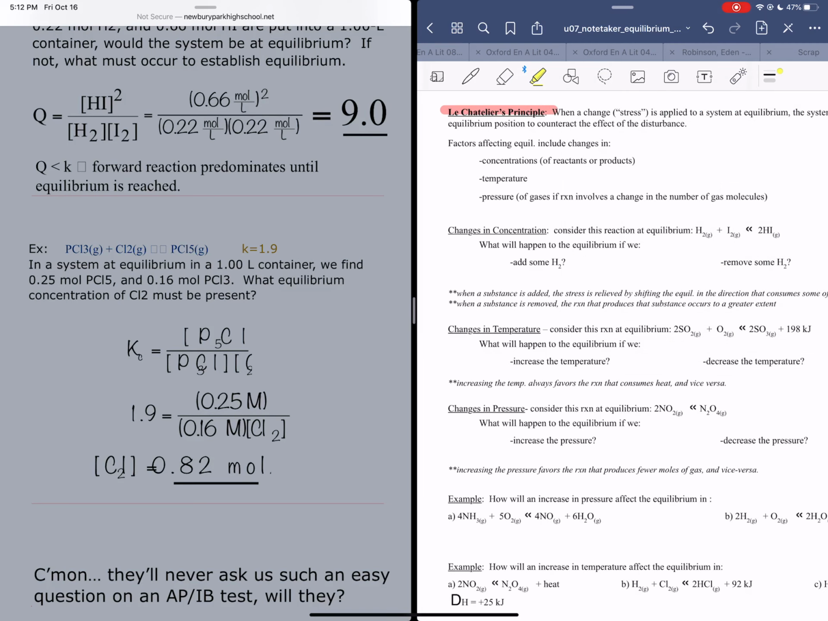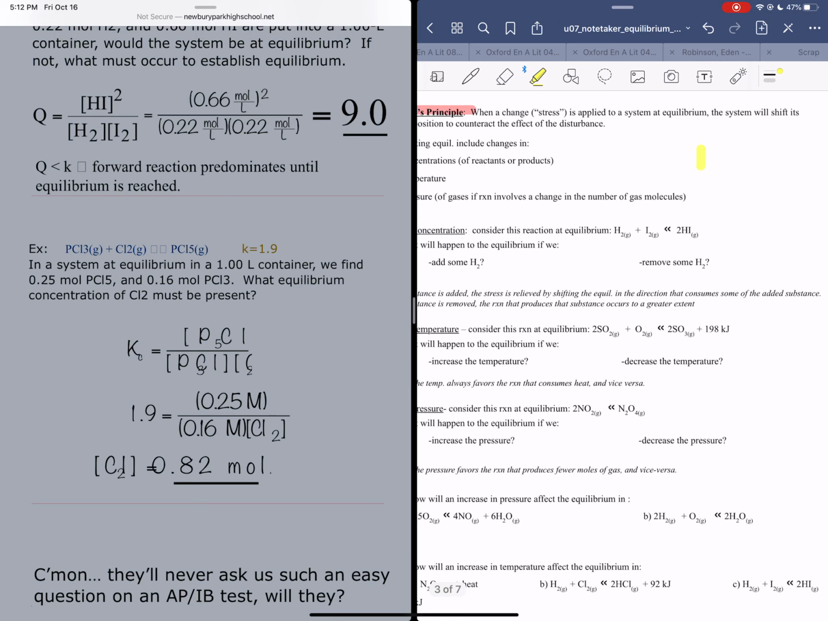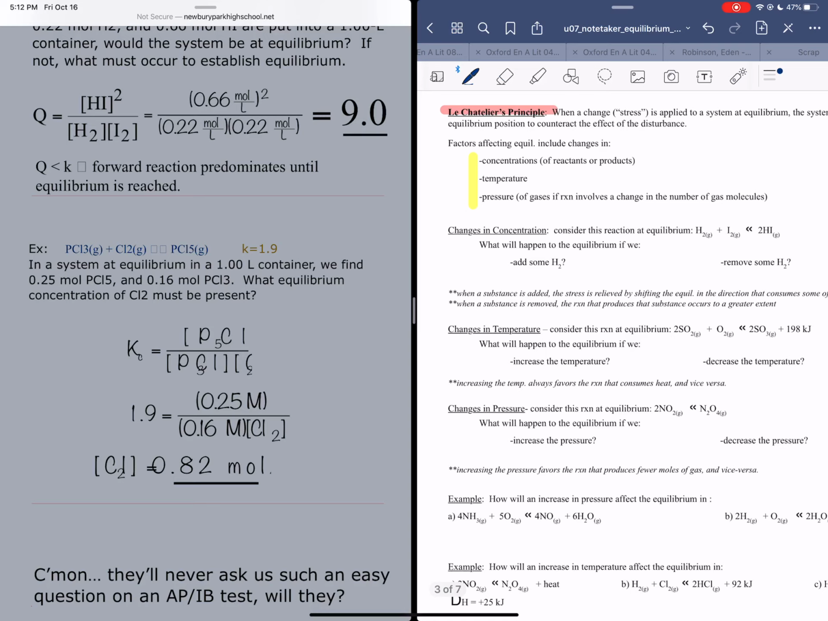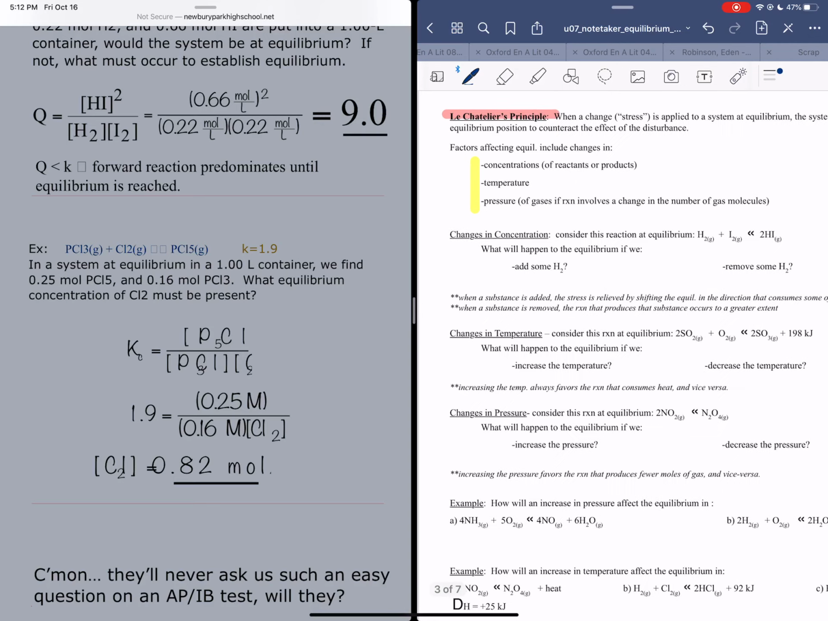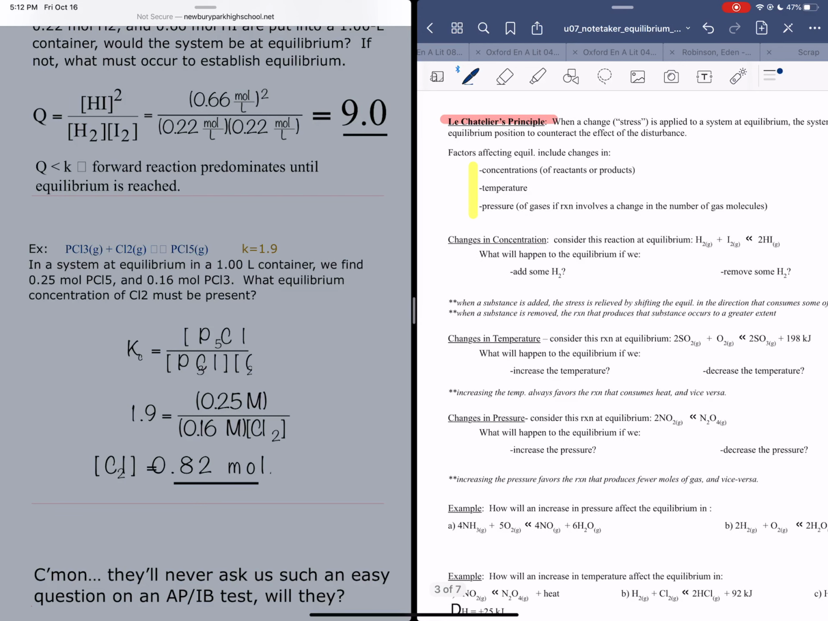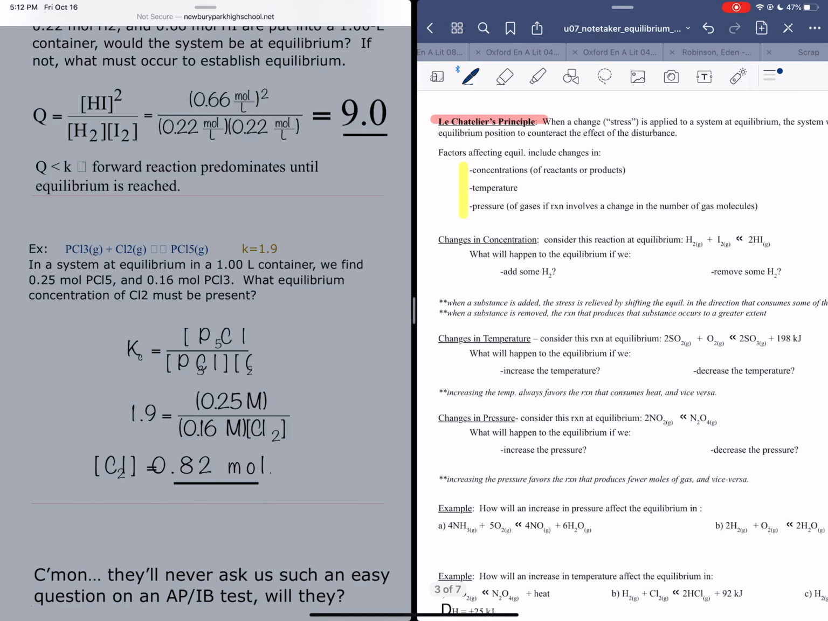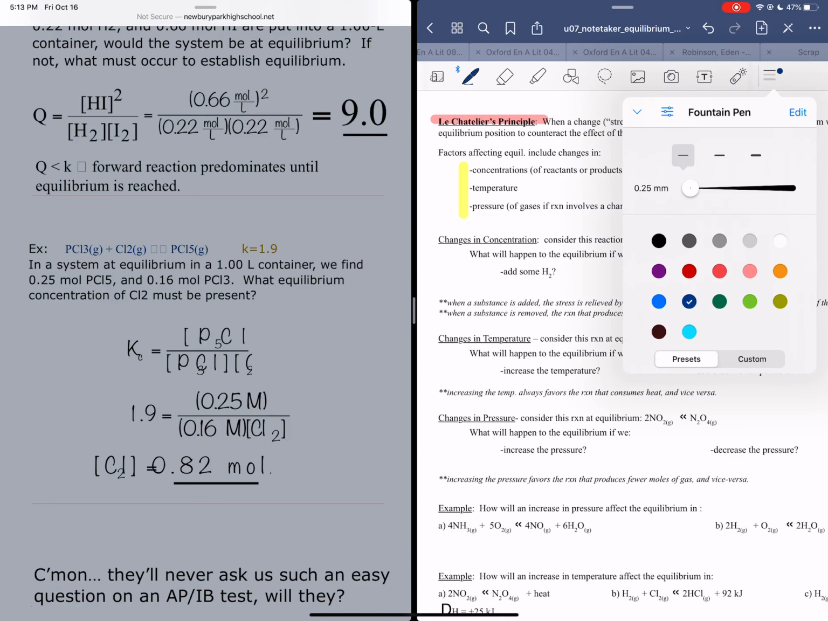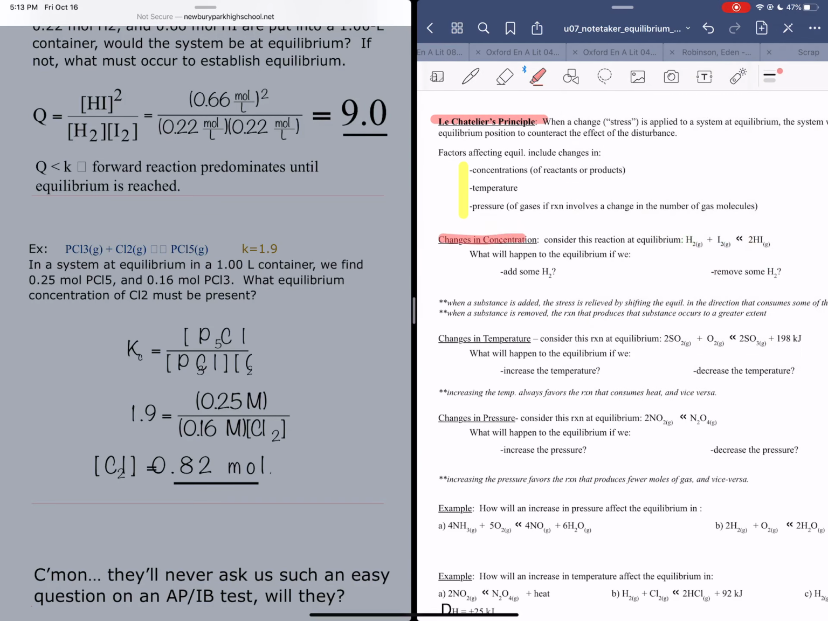IB likes to ask, from what I've seen at least, in the questions I've run into on past exam papers, typically the three they talk about. There are other ones involving acids and bases, but that's something you'll learn more about when you learn about acids, bases, and conjugate acids and bases. But for right now, we're going to focus on these three. So the three factors are concentration, temperature, and pressure. Let's talk about concentration.